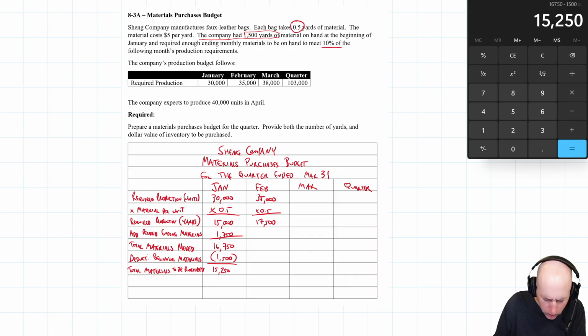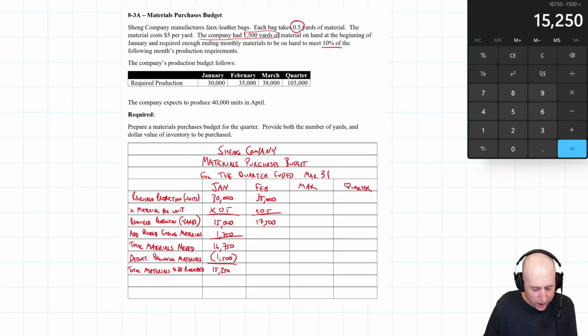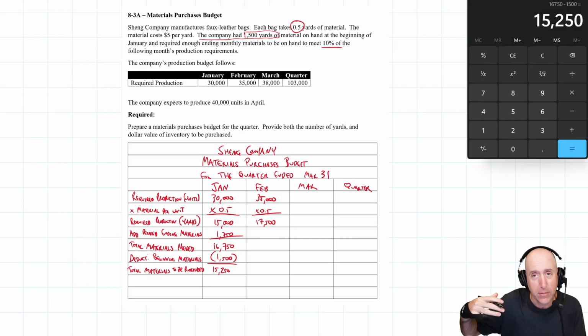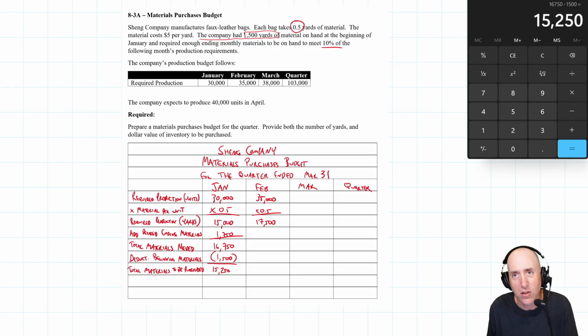Okay. Let's just reiterate what's happening in January. I'm going to make 30,000 handbags. Each bag takes half a yard of material. Therefore, I need 15,000 yards of material. I also want to have some material left over for next month. We've said 1,750 is the number. So in total, I need 16,750. I have 1,500 yards of material sitting there from last month, so I don't need to buy those. So I'm going to need to buy 15,250.